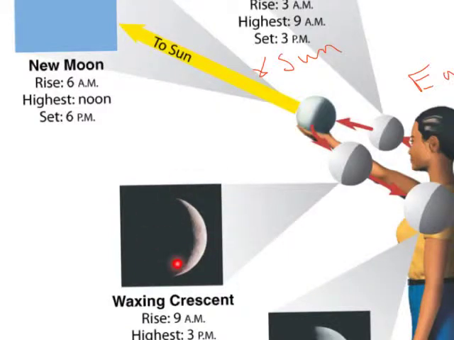And we call that, since it's getting larger, a waxing. And since it's a sliver, anytime you see the word crescent, think sliver. Since it's less than a quarter, we call it a crescent. So this is a waxing crescent.